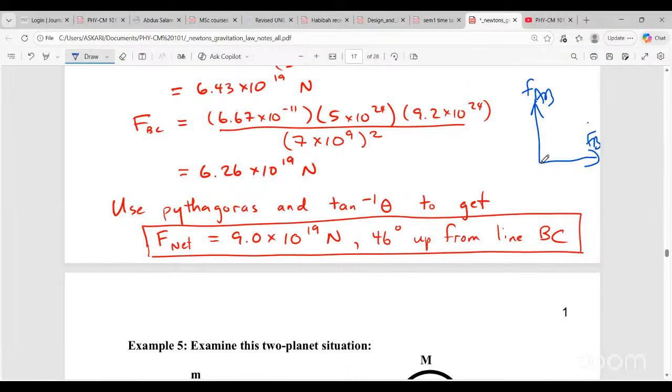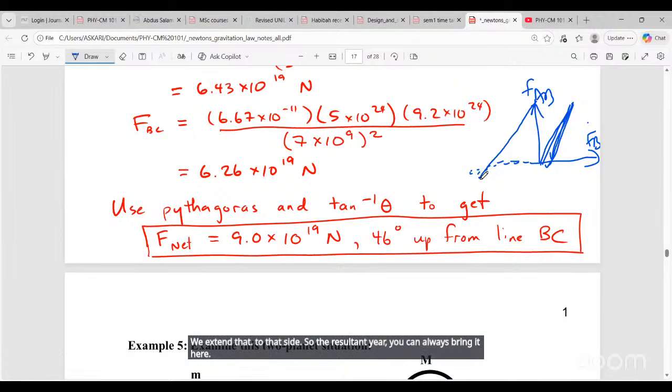So the resultant is going to be this. Is that clear? However, if we extend that to that side, the resultant here, you can always bring it here.